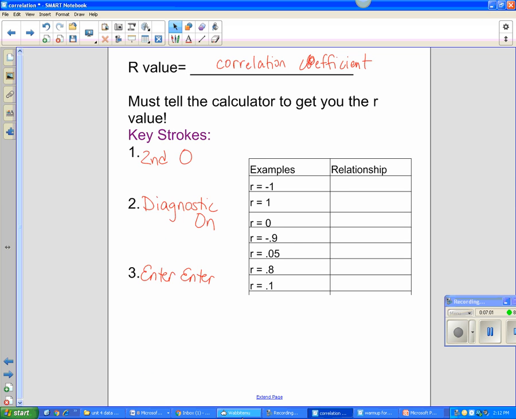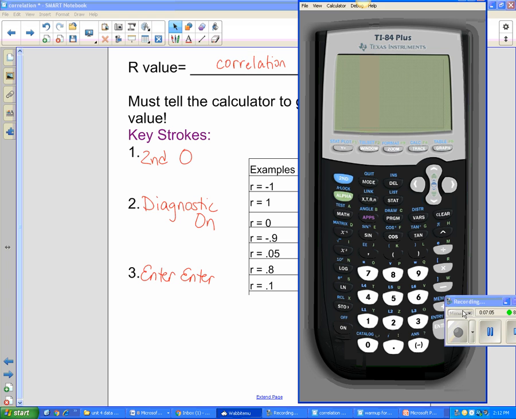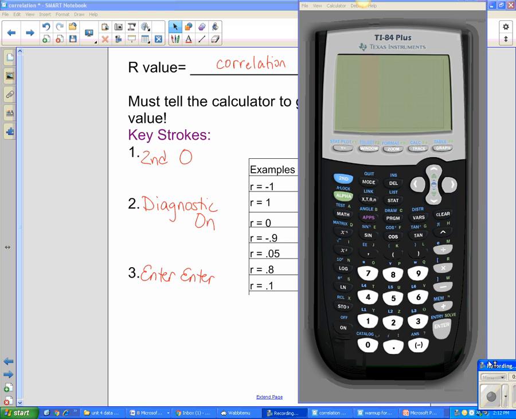Okay, now let's do it on our calculator. So again, I need everybody to do it with me. Everybody do it with me. I don't want to have to go around and show 20 people how to do it.